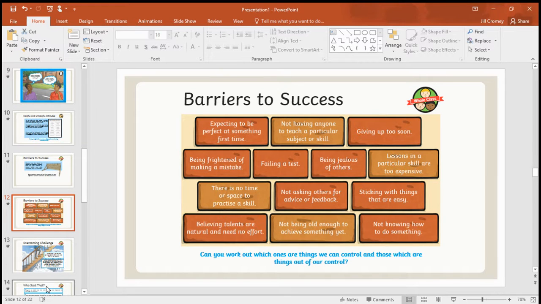Have a think to yourself as I read them: are there things that we can control, or things that are out of your control, something that you can't control or do anything about? Expecting to be perfect at something first time. Not having anyone to teach you a particular subject or skill. Giving up too soon. Being frightened of making a mistake. Failing a test. Being jealous of others.